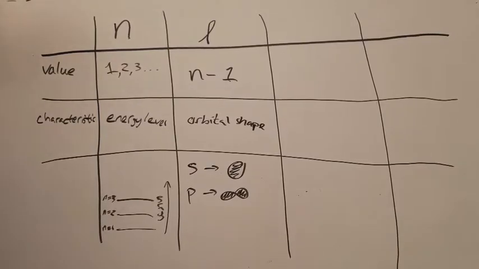This trend continues for larger values of L. For example, the number 2 is associated with the letter D, and the number 3 is associated with the letter F.